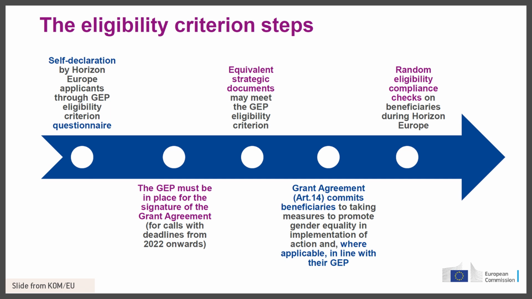The Gender Equality Plan or equivalent documents must be in place for each organization before signature of the grant agreement, which then commits the applicants to implement actions in line with their gender equality plan. Random compliance checks may be made by the EU during the project, and failure to abide by these requirements can result in the withdrawal of funding. Therefore, it is important to prepare a gender equality plan if your organization is a public body, a research organization, or an educational institution.